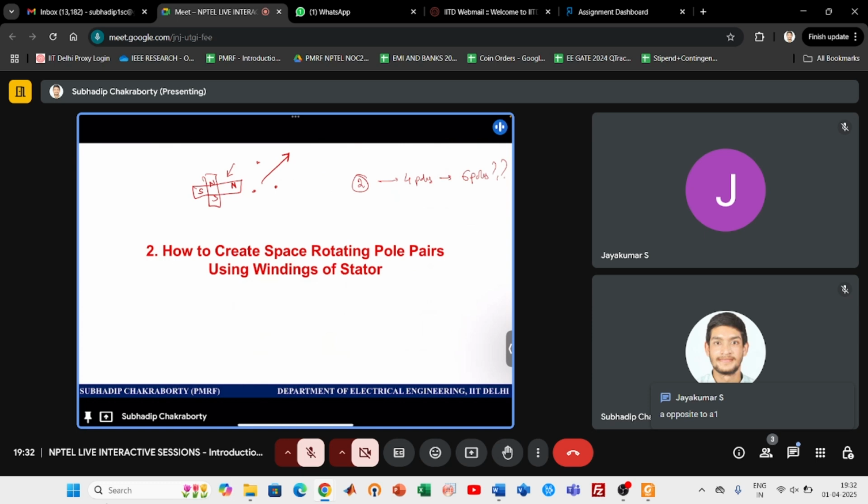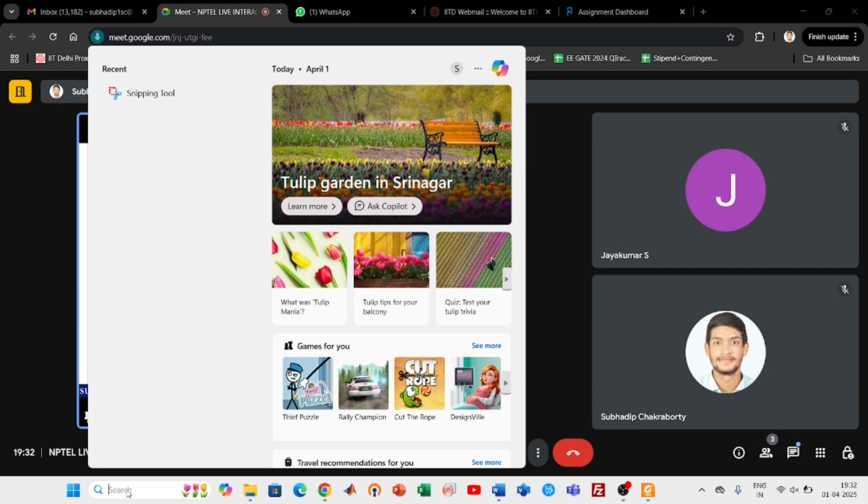A opposite to A1. Just 1 second. I am connecting my charger. Just wait one. A opposite to A1, correct? Then what we will do? You have one coil. Maybe for example, let us say, 1 second.